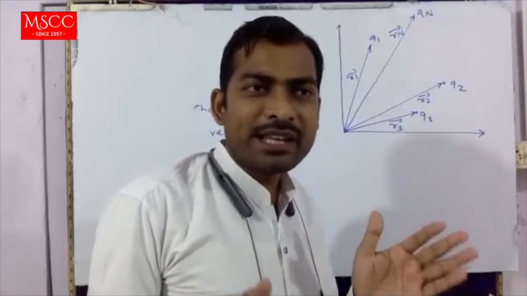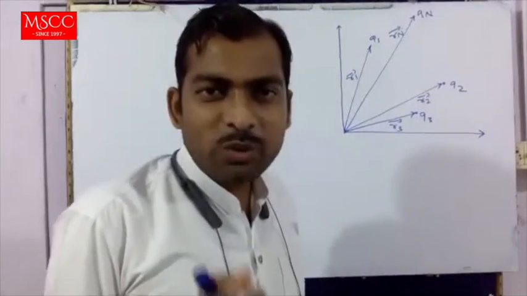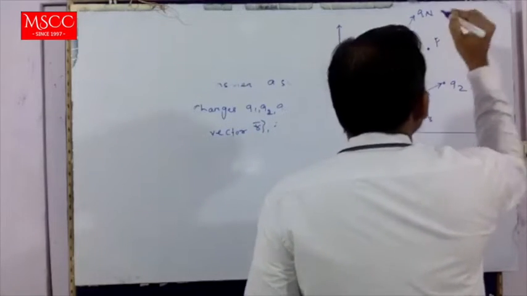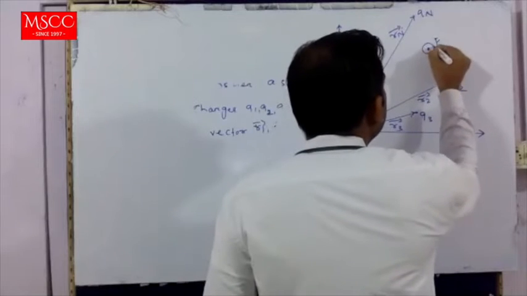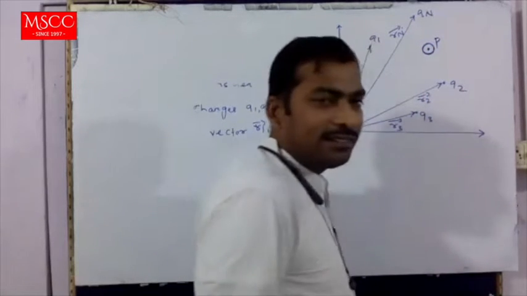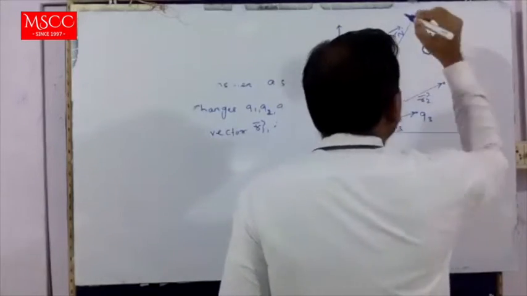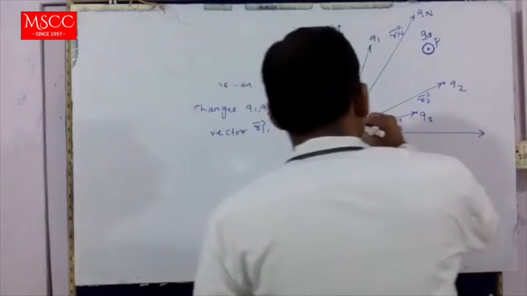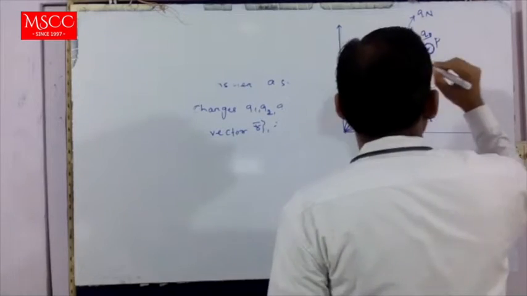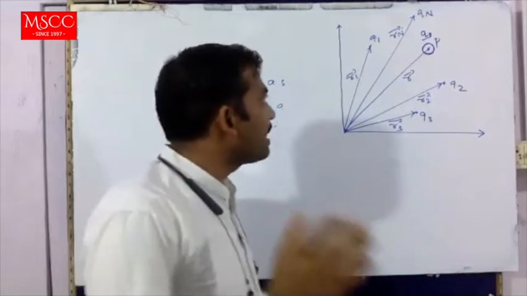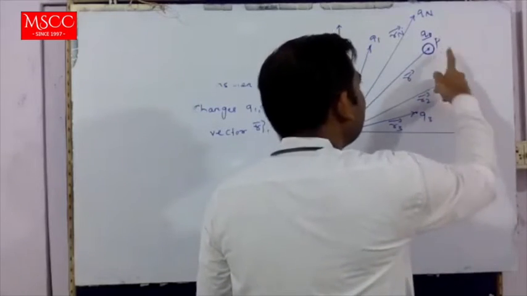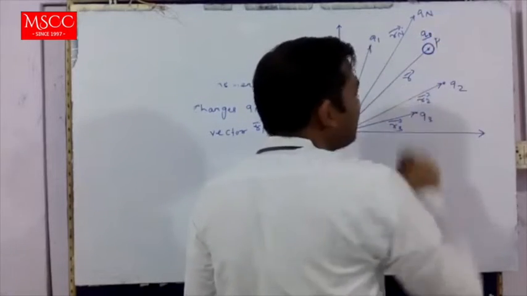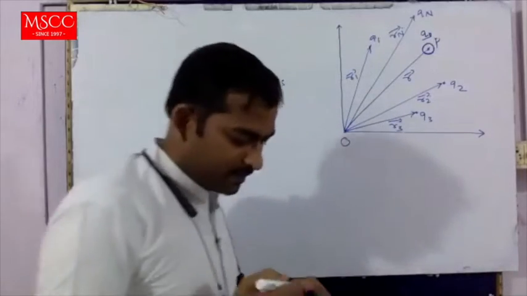We wish to determine electric field intensity at a point P. Suppose this point is P. To determine electric field intensity at this point P, we place a test charge Q0 at that point, having position vector R. We should place a unit test charge, Q0, at that place which has position vector R from O.